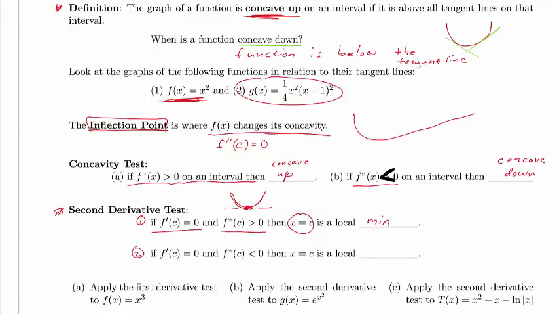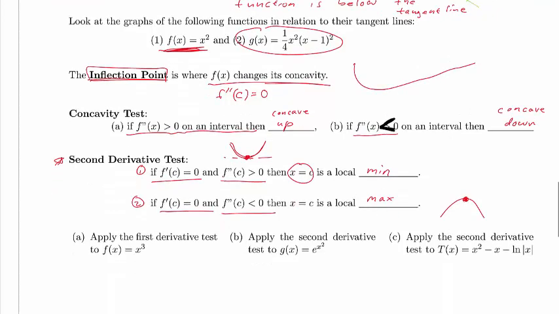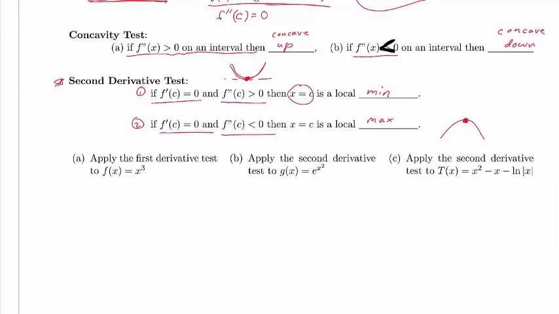And that's the first part. The second part, if our derivative is equal to 0, again, and this time the second derivative is less than 0, then we have a local max. And let's think about the picture of this. If the second derivative is less than 0, that means it's concave down. At the point where the derivative is 0, that's where it changes from increasing to decreasing, and that gives us our local max right there. Okay, and this is the second derivative test. Let's do a few examples now.